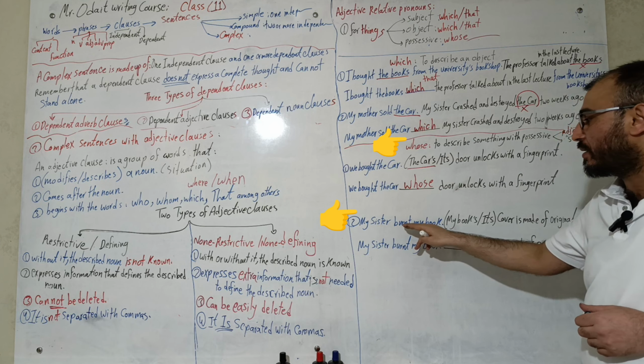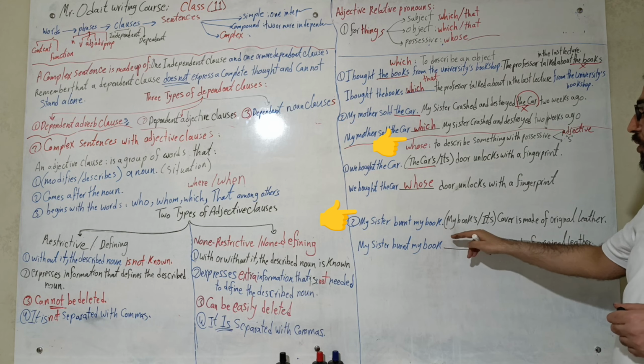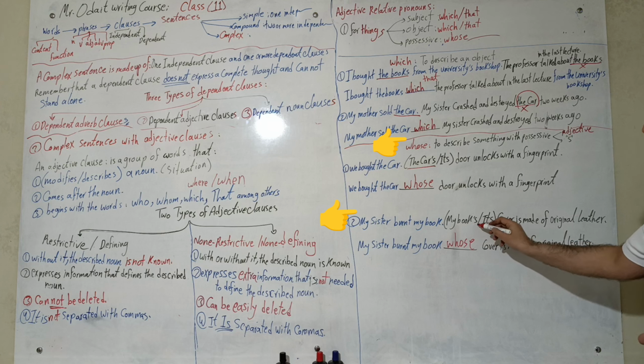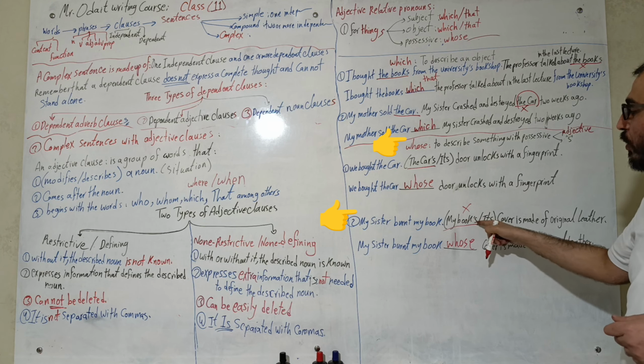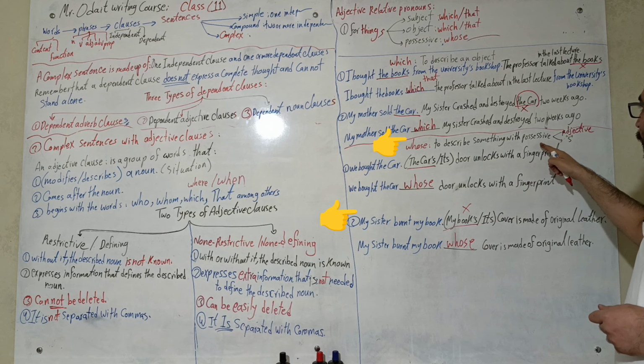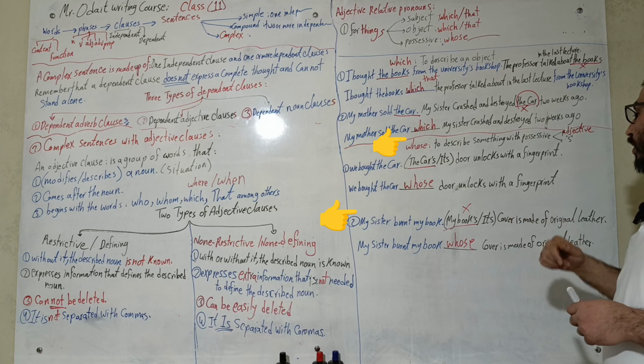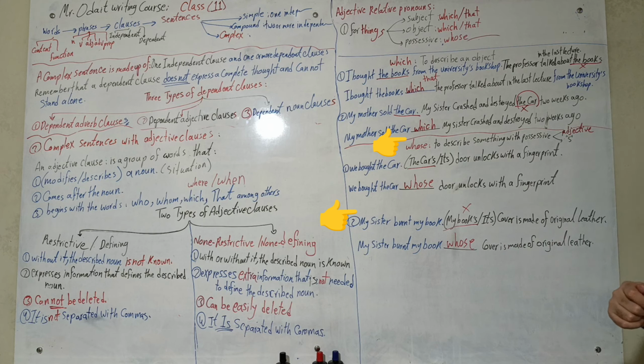The second example: my sister burnt my book whose. I delete here the name with its possessive s or the possessive adjective, and I carry on writing the independent clause, changing it into a dependent one.